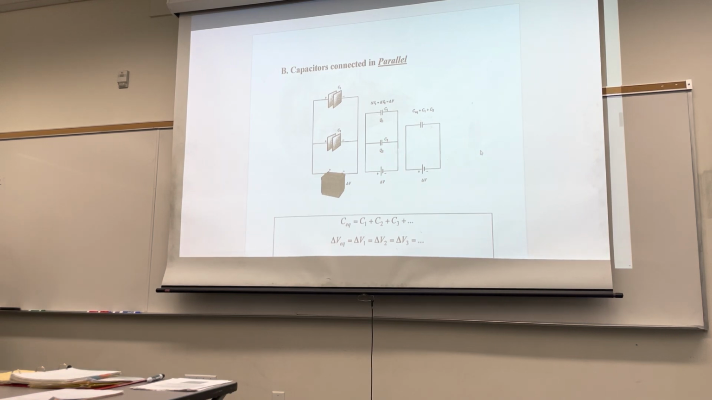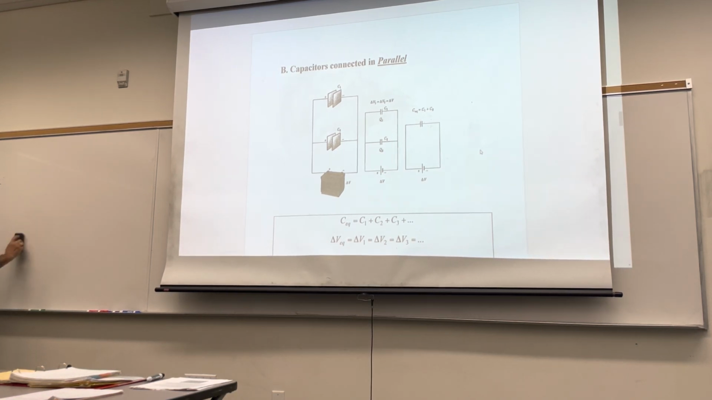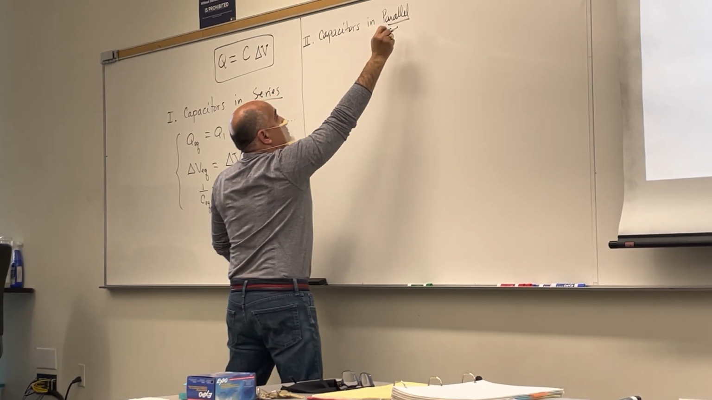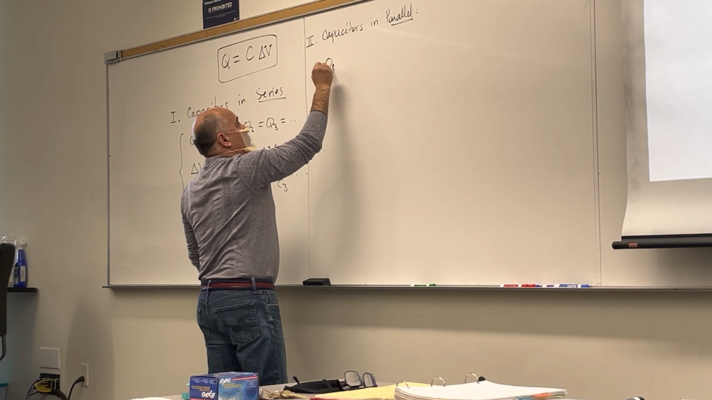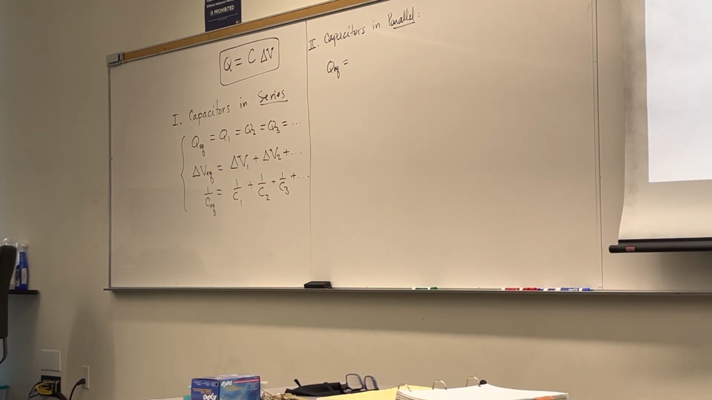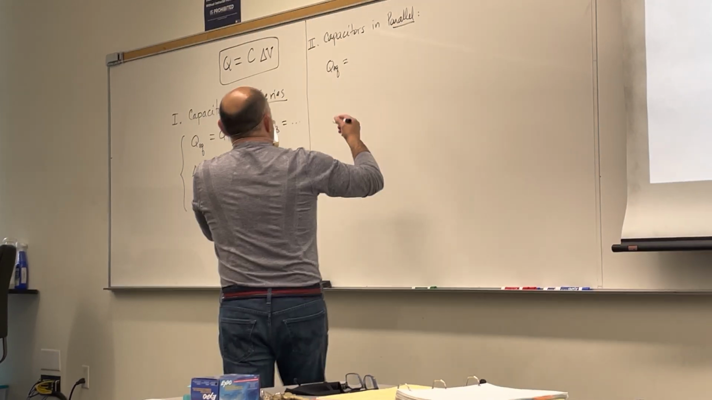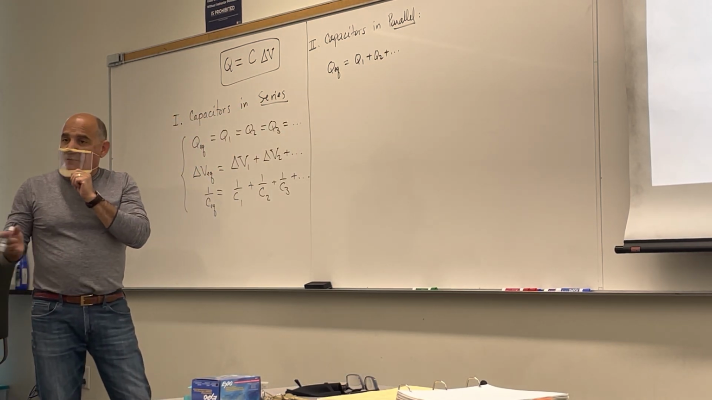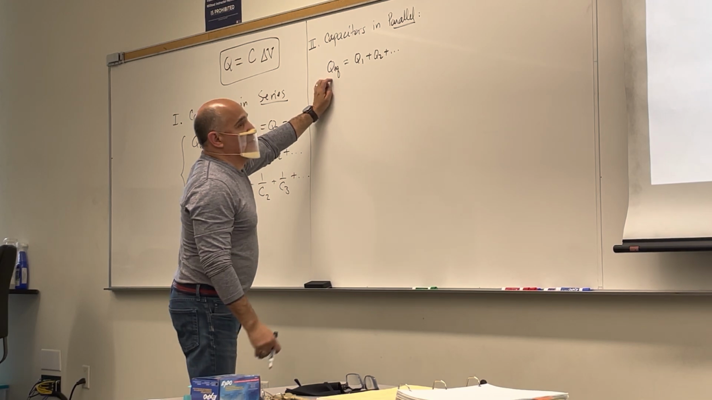So we have another set of formulas, in addition to capacitors connected in series: number 2, capacitors connected in parallel. Now, Q equivalent, the charge on the capacitor equivalent to the others, is not equal to Q1 and Q2, but it's equal to the sum. So this will be Q1 plus Q2 plus, if you have more capacitors connected in parallel, the sum of all of their charges adds up to the charge of the equivalent capacitor.